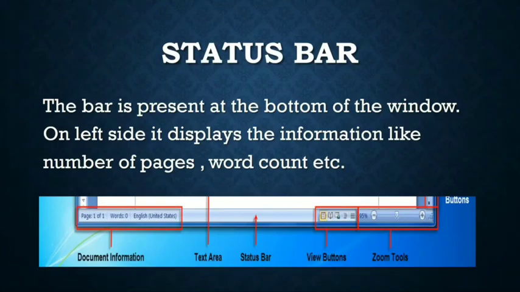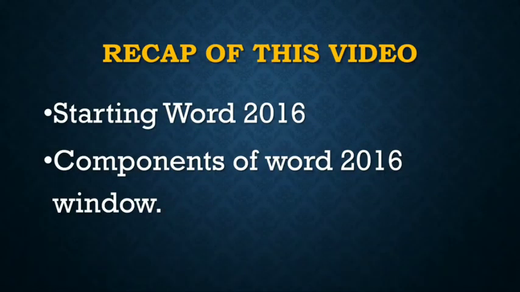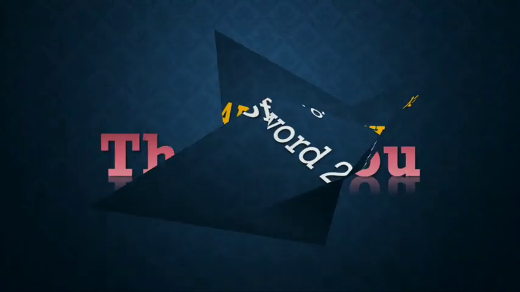Children, if you have any doubt, you can pause the video and see the location where it is and what is written over here. Okay, for today only this much. Now we will take a recap of what we have learned. We have learned two topics in this video. Okay, the first one is starting Word 2016. In that video I have shown the process of how we can start MS Word. And in the second point we have learned different components of MS Word 2016 window.